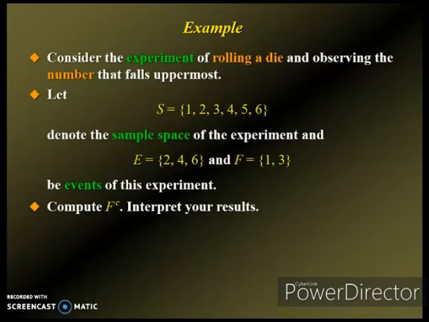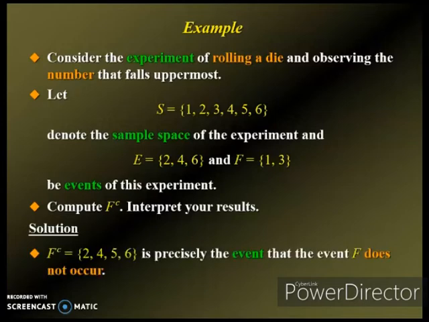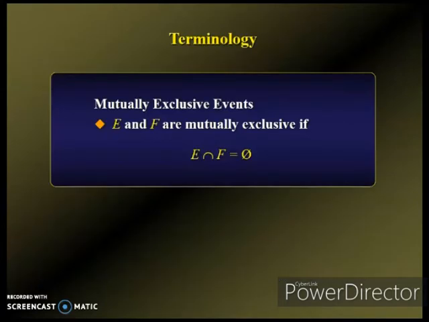Now what will be F complement? Set F is equal to {1, 3}. F complement will be all the elements of the sample space which are not in F. So you need to discard the elements which are in F. The elements which are in F are 1, 3. So F complement will be {2, 4, 5, 6}.